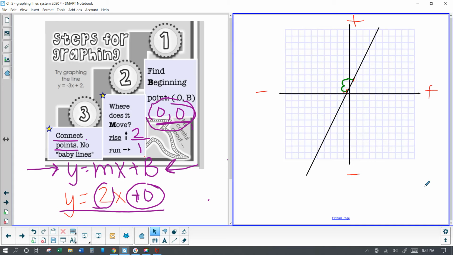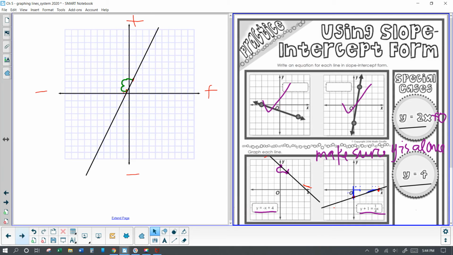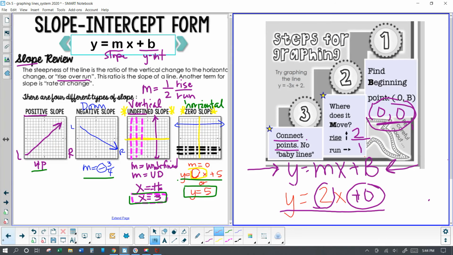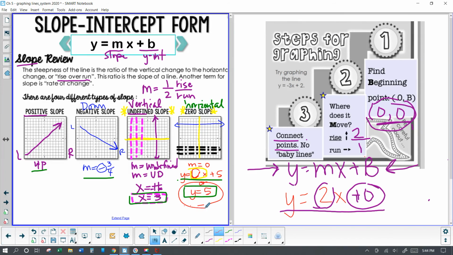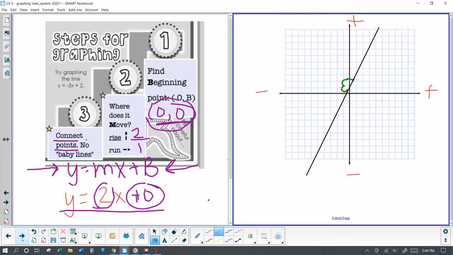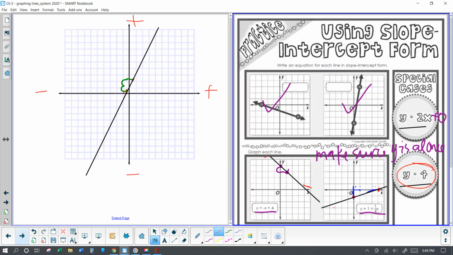Okay, the next special case that we had was y equals 4. Remember at the beginning of our lesson, let's just scroll back here. Remember we said that a horizontal line is going to have the equation y equals a number. And so this graph is going to be a horizontal line, and we're going to have to graph it. So let's put our graph up there, y equals 4.